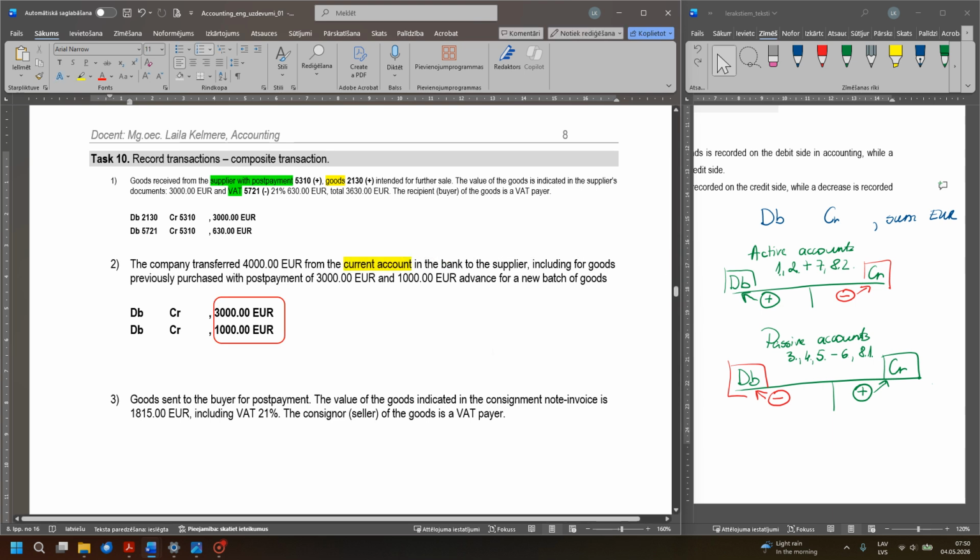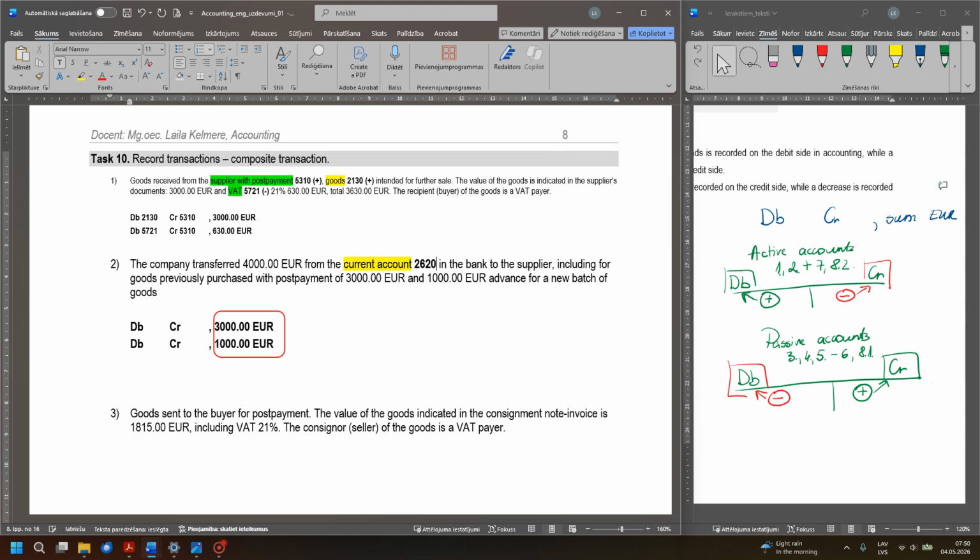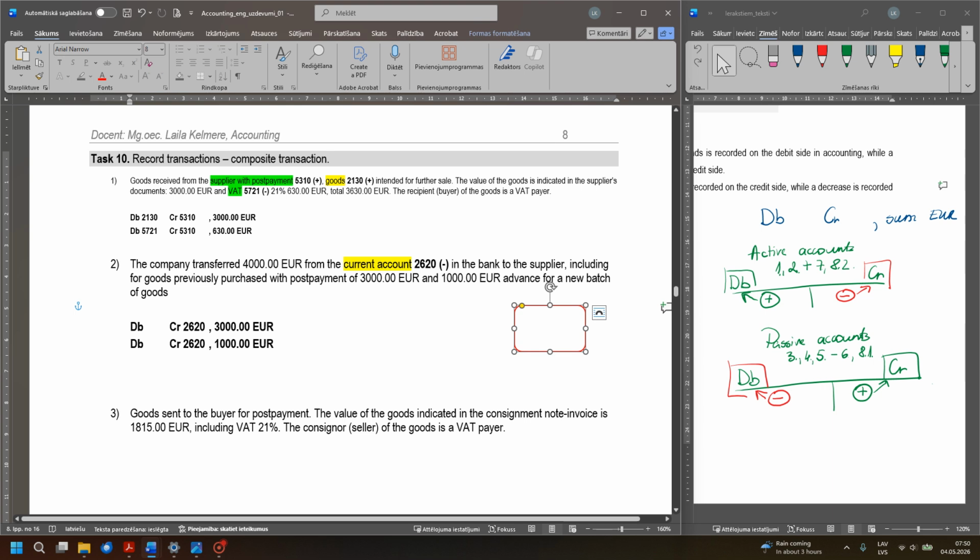The current account is account number 2620. If we pay out, that means the value in this account decreases. This is an active account, and if the value decreases, that means in the transaction we will put it on the credit side. And as in total we pay out 4,000, this account we put against both amounts.